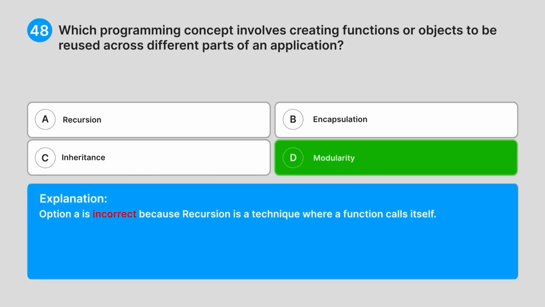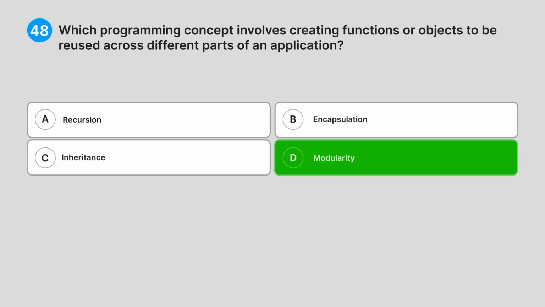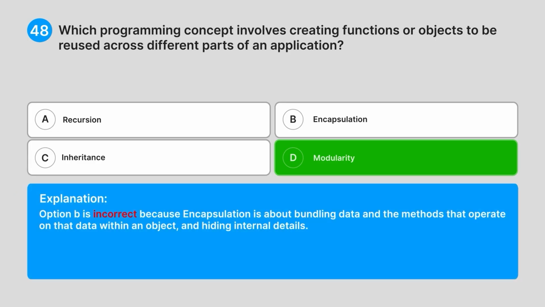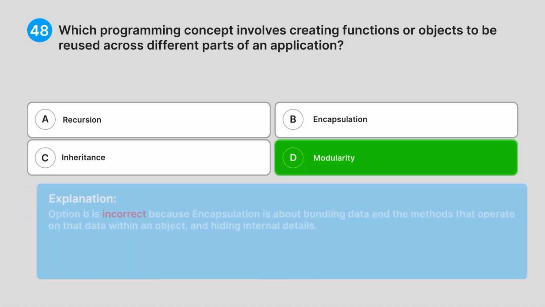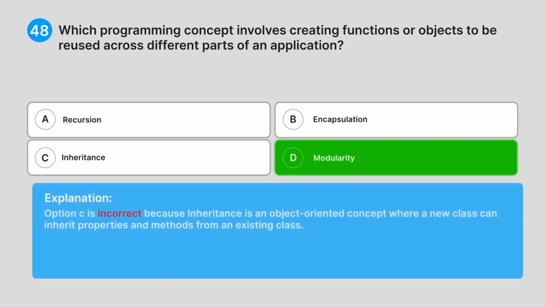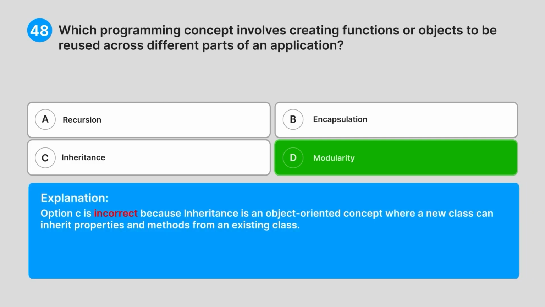Option A is incorrect because recursion is a technique where a function calls itself. Option B is incorrect because encapsulation is about bundling data and the methods that operate on that data within an object and hiding internal details. Option C is incorrect because inheritance is an object-oriented concept where a new class can inherit properties and methods from an existing class.